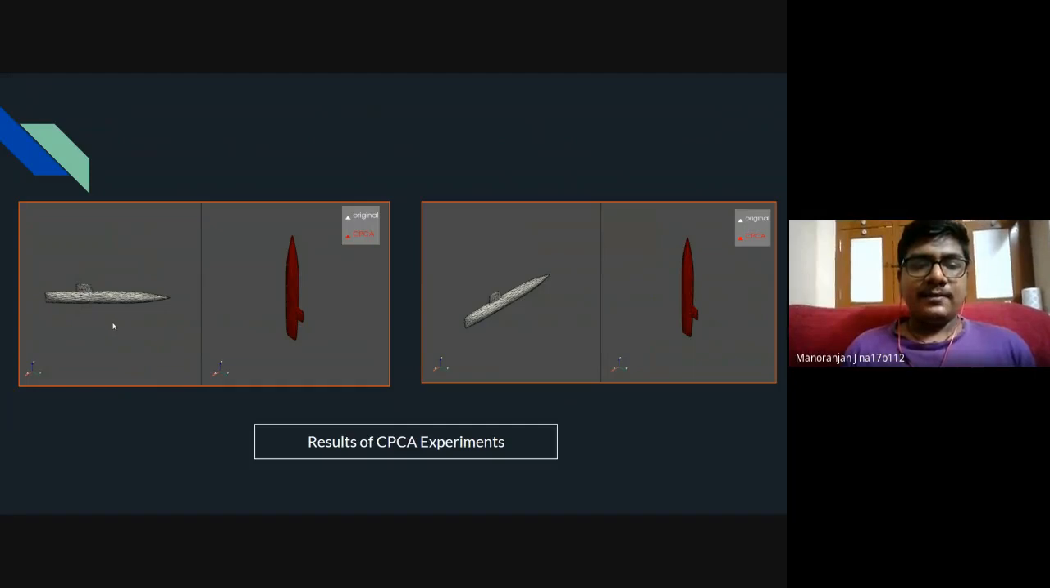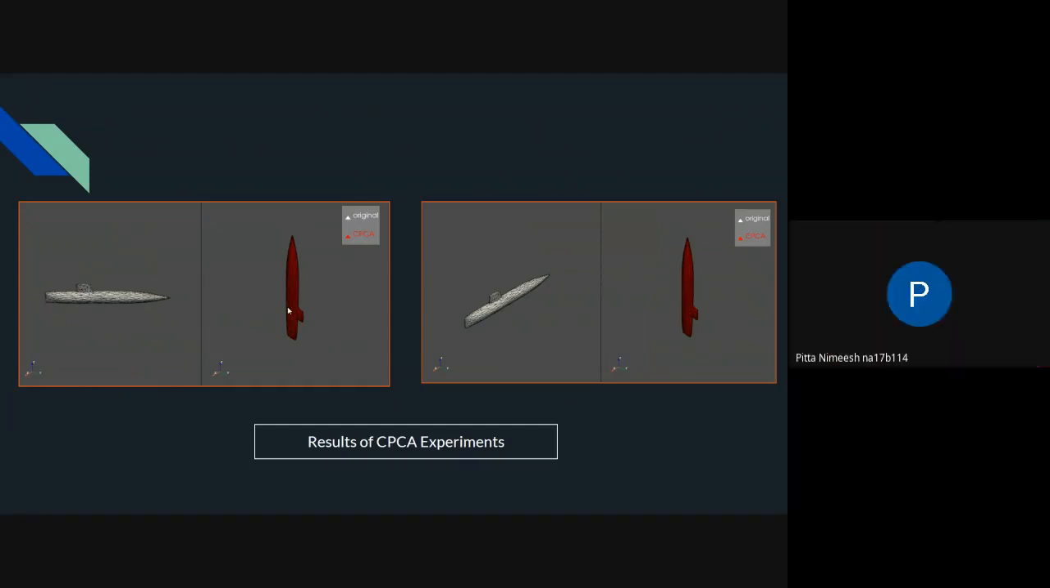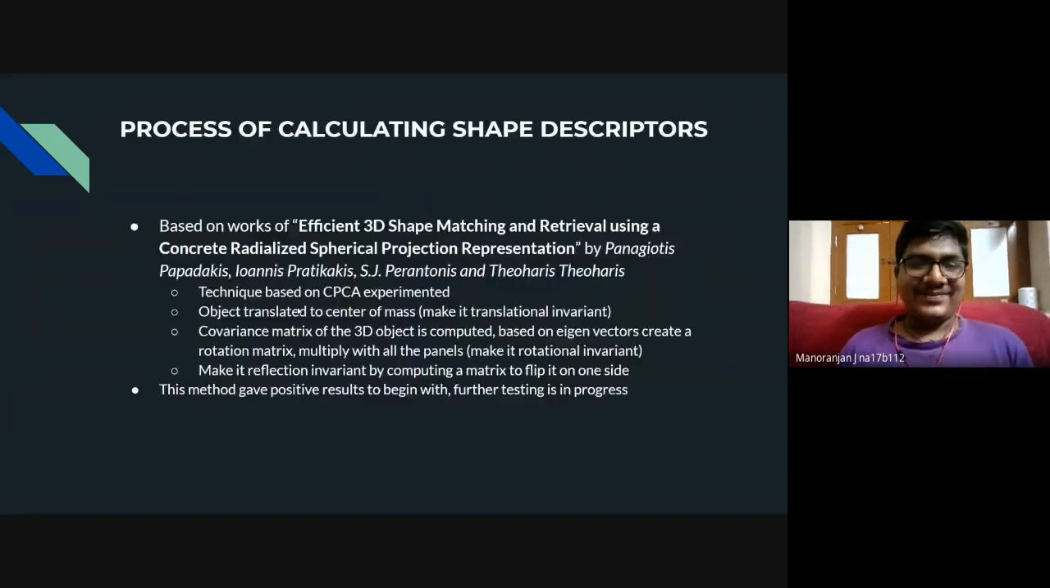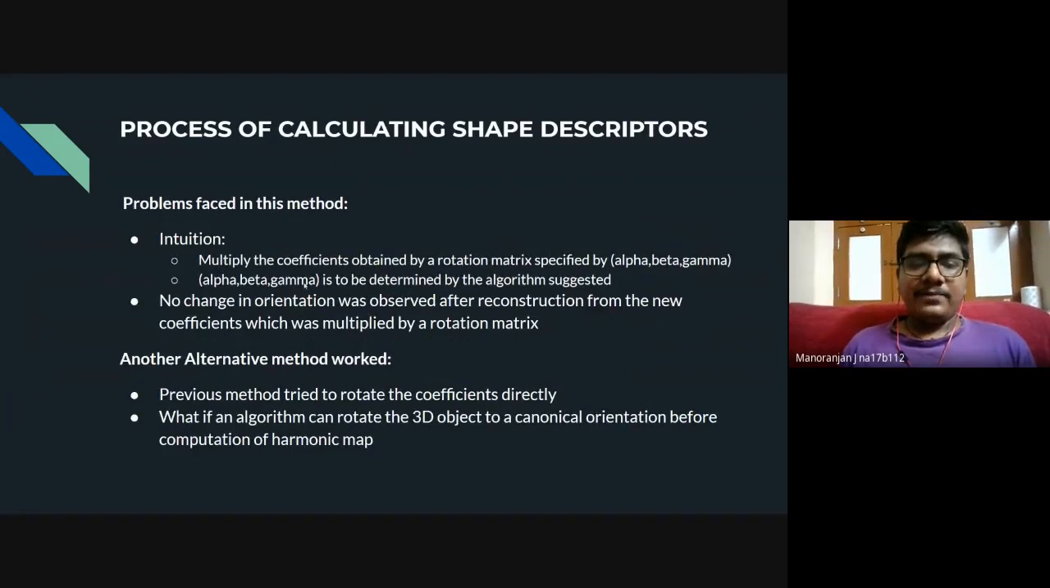So in this case, you see, the orientation is different for the original object, but we convert it into a fixed orientation, right? Something like that is what we want. But how do you decide this orientation? That is where we are stuck as well. We have to come up with a way to define this orientation.